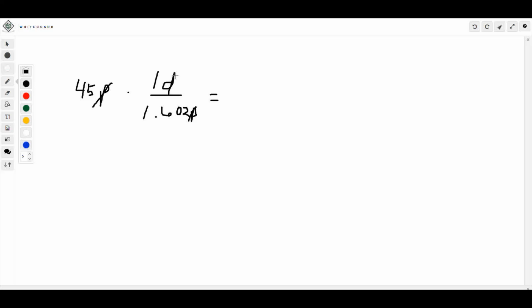You might ask yourself, how do I know which way to write the ratio? The unit that you are seeking goes on top. So 45 times 1 is 45 over 1.602. And when you do this division on your calculator or on your paper, you come out with $28.09. Okay, so you just cancel it out. Always make sure the unit you are wanting is on top.